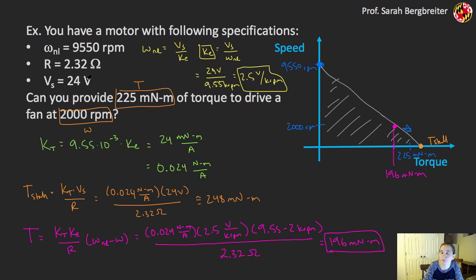If I could apply a little more voltage to this, right, I might be able to bump this up so that I could provide that 225 millinewton meters, but I would have to be able to apply more voltage without melting my motor. So I probably need to get a new motor in order to meet these particular requirements.